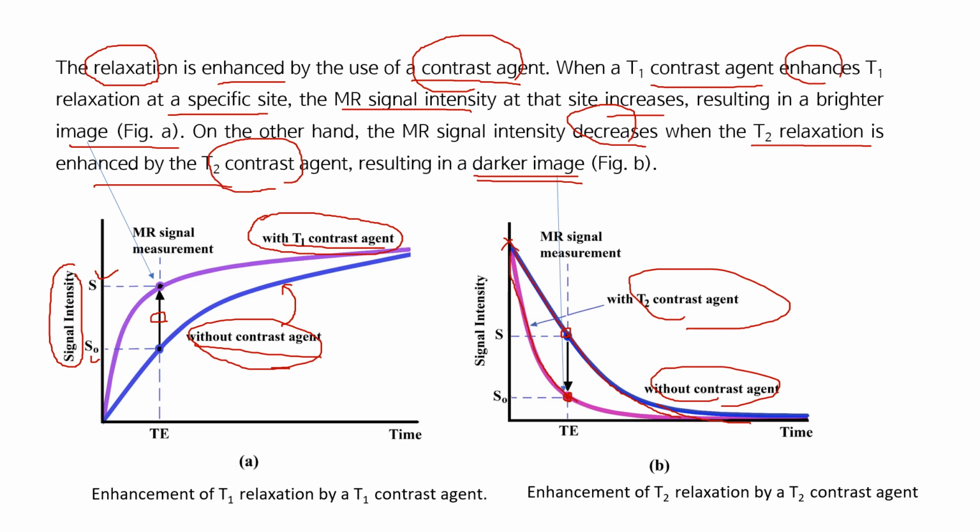So both contrast agents, T1 and T2 contrast agents, enhance the relaxation. In T1 contrast agent, if the relaxation enhances, then the signal will increase, and we can get the bright image at that site. On the other hand, if the T2 relaxation enhances, then the signal will decrease. So we can get the dark image at that site.